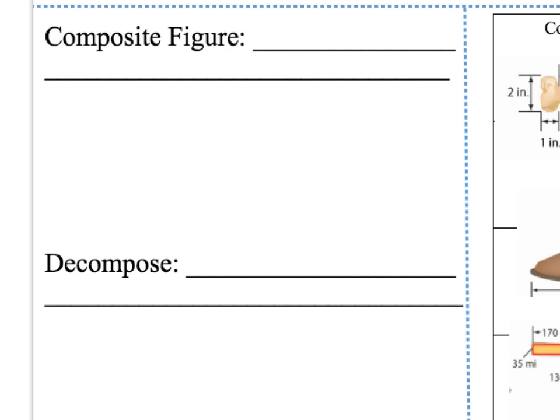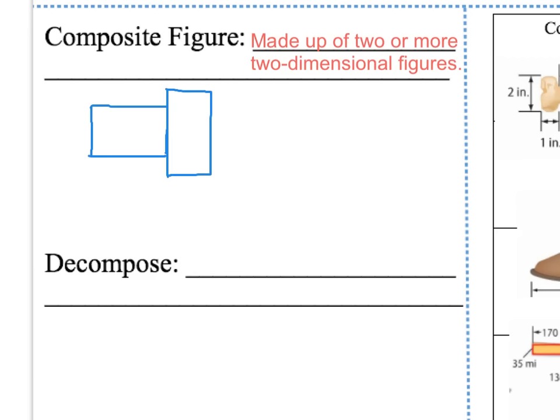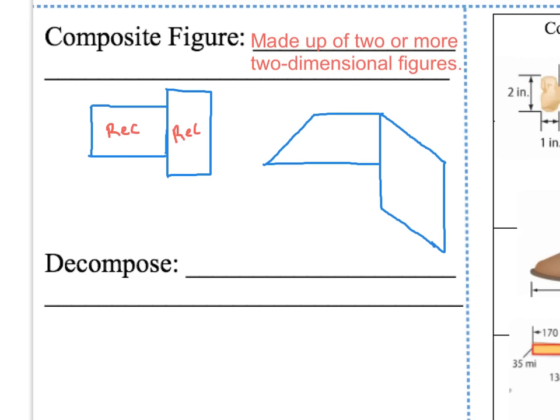The first vocabulary word is called a composite figure. A composite figure is made up of two or more two-dimensional figures. So this is a composite figure because it's made up of two rectangles. And this is a composite figure because it's made up of a trapezoid and a parallelogram. So by putting multiple two-dimensional shapes together, you will get a composite figure.